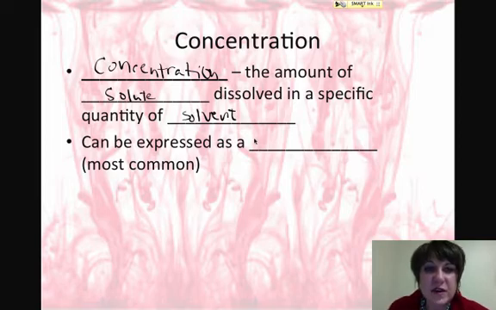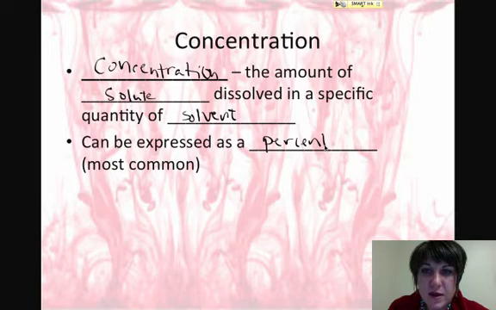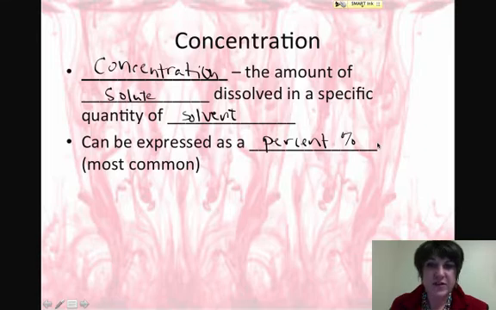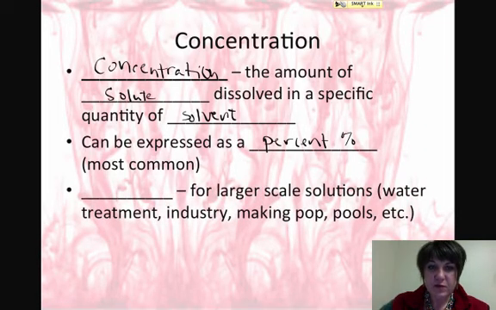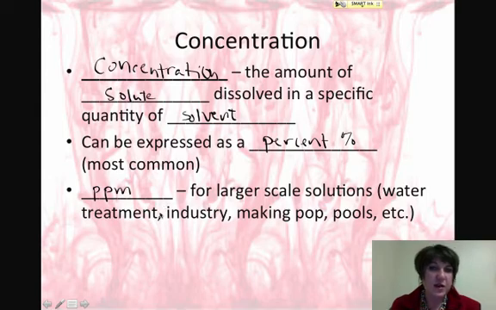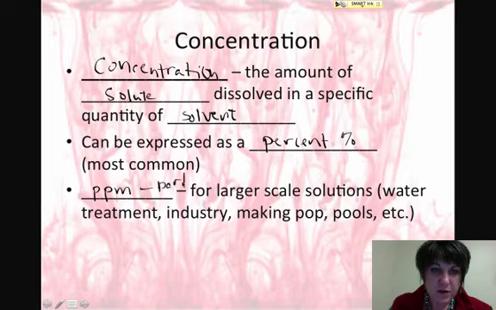Concentration amounts can be expressed as a percent, which is most common, and here we might do percent by volume or percent by mass. Those are both rather common ways to express it. Another thing we might use for larger scale solutions, like at a water treatment facility, in industry, or a swimming pool, we would call parts per million. ppm stands for parts per million.